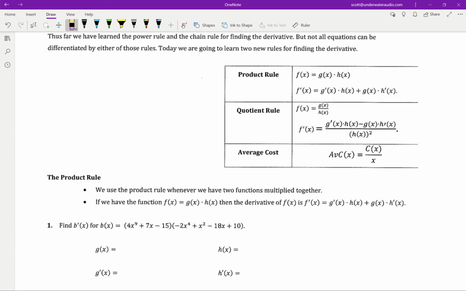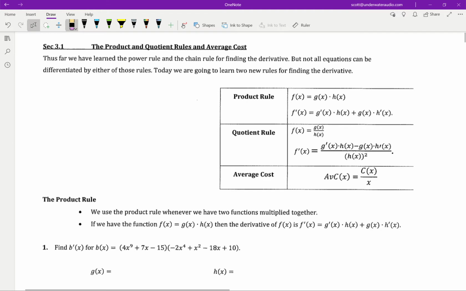Okay, welcome to chapter 3. So we're just going to do 2 sections, but let's start with section 1. The thing we're going to learn about is the product rule, the quotient rule, and the average cost rule. And it's actually not an average cost rule, it's just a function.